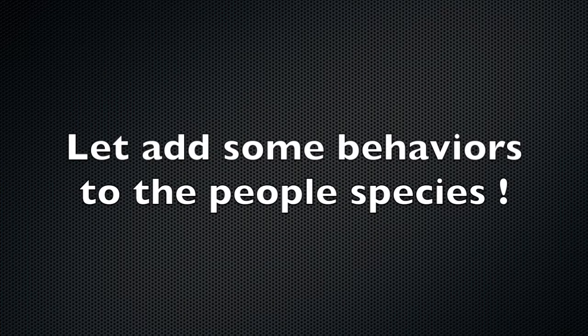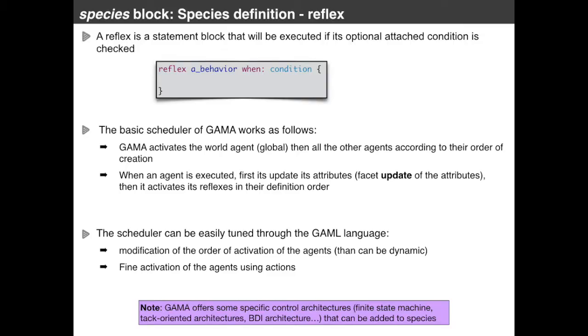Now let's add some behaviors to the people species. The simplest way to define the behaviors of agents is to use reflexes. A reflex is a block of code that is executed at each simulation step if the optional condition is checked. At each simulation step, GAMA activates first the world agent, which is defined by the global section, then the other agents in their creation order.